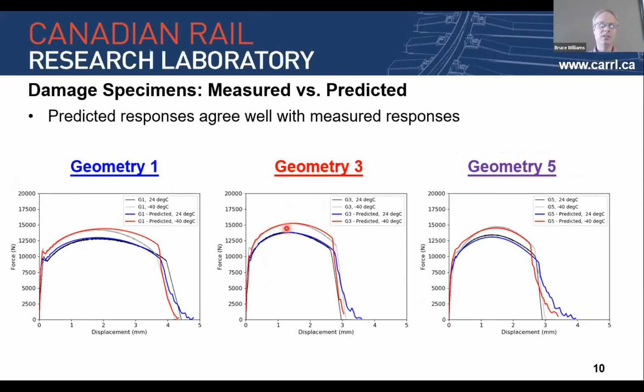This next slide compares some of our FE simulation predictions to the experimental data. The colored red and blue are the FE predictions, and black and gray are the experiments. The key point here is that we're capturing the response fairly well, both the low displacement response of the material and the point at which the cracks initiate and the material fails.